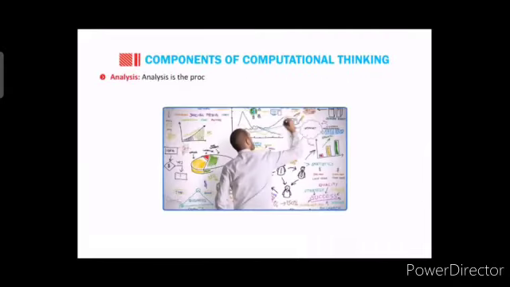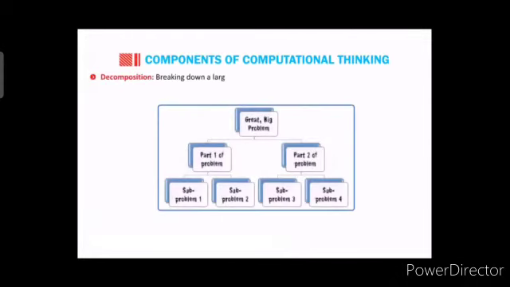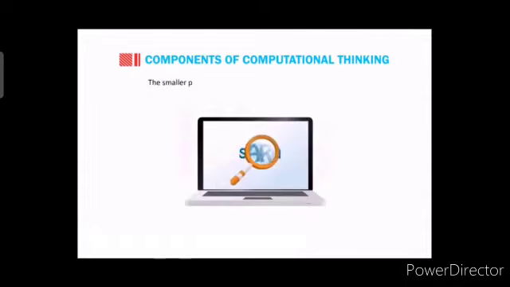There are 5 key components of computational thinking. Analysis. Analysis is the process of understanding the problem and conditions and defining the goals. Decomposition. Breaking down a large problem into smaller parts which are easier to understand is called decomposition. The smaller parts can be examined closely and solved individually.